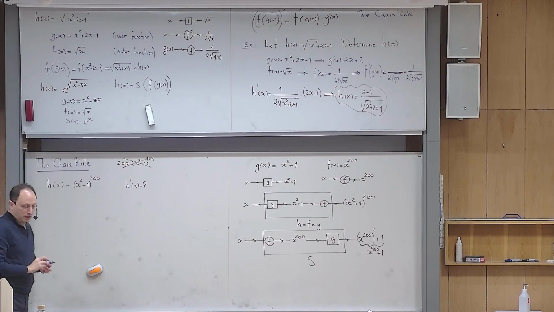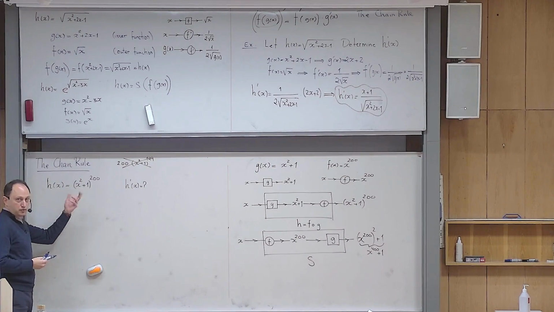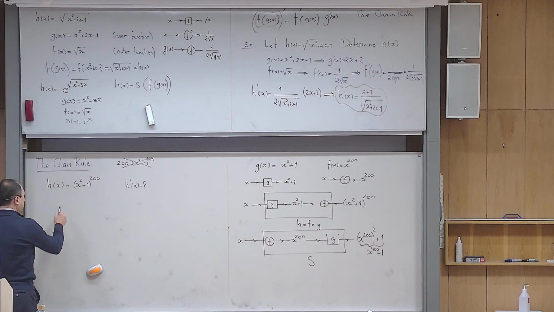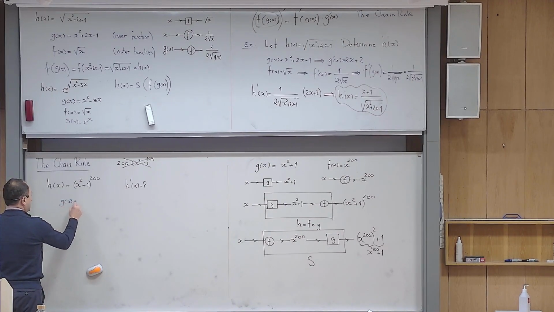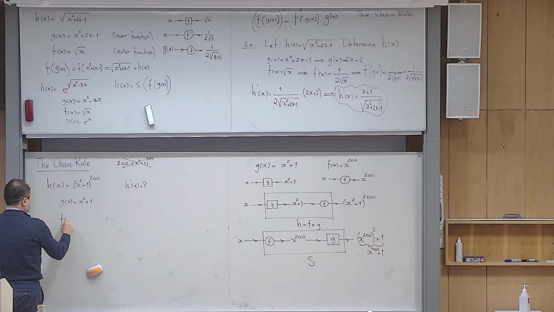So how do you calculate it? How do you analyze the problem? Hopefully you immediately realize that it's also a composition of two simpler functions. So what is the inner function here? So you call it g of x. What is the inner function? Which one acts first? x squared plus 1. x squared plus 1 acts first. This is the inner function. And then what is the other function? x to the power of 200.